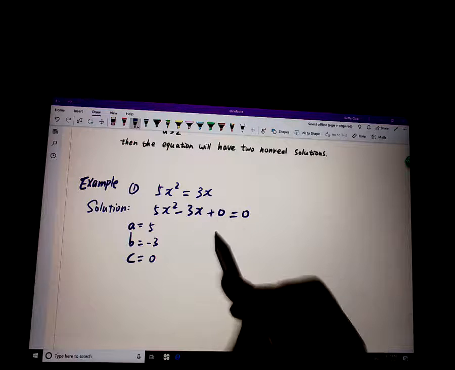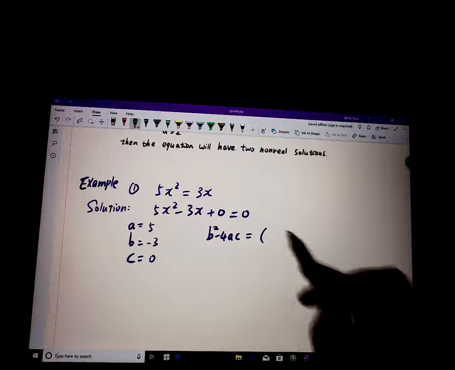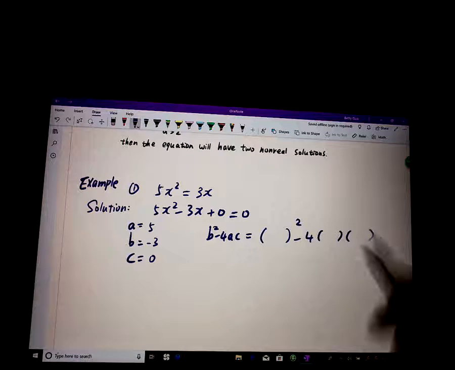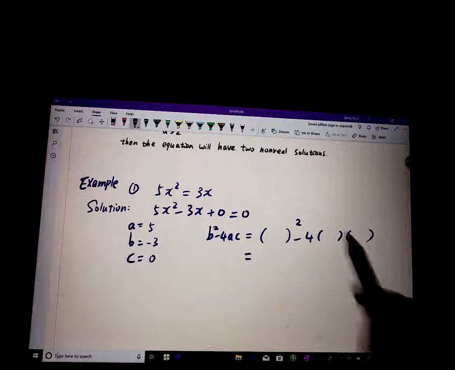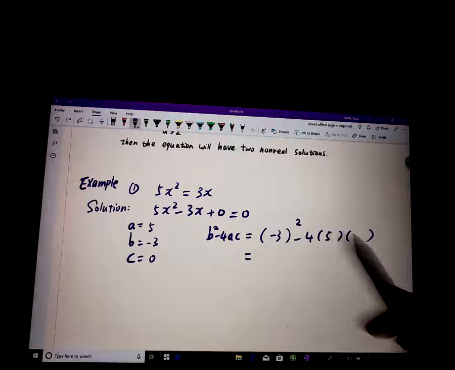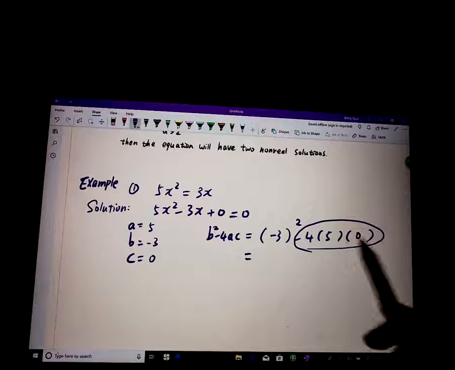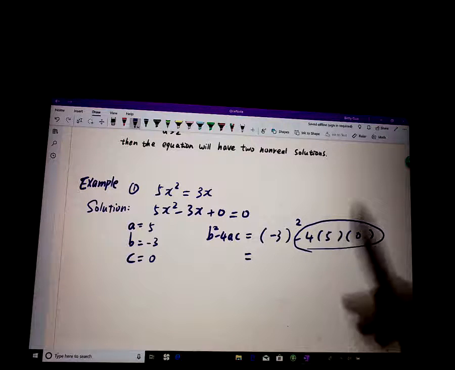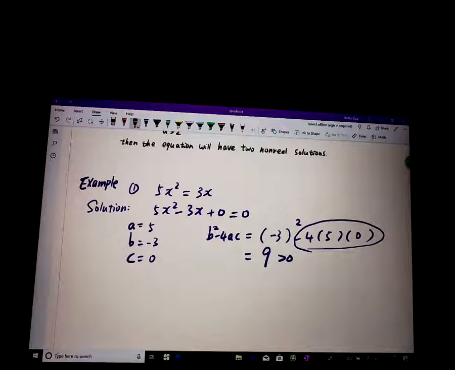And I'm gonna find the discriminant first. This is how we find it. I use the parentheses to hold a place first, and then I put the values for A, B, C in the parentheses. Value of B, -3. Value of A, 5. Value of C, 0. This part is gonna be 0, because if you have a factor 0 in the product, then the product is gonna be 0. Then we have -3 to the power of 2, which is 9. Turns out the discriminant is positive.